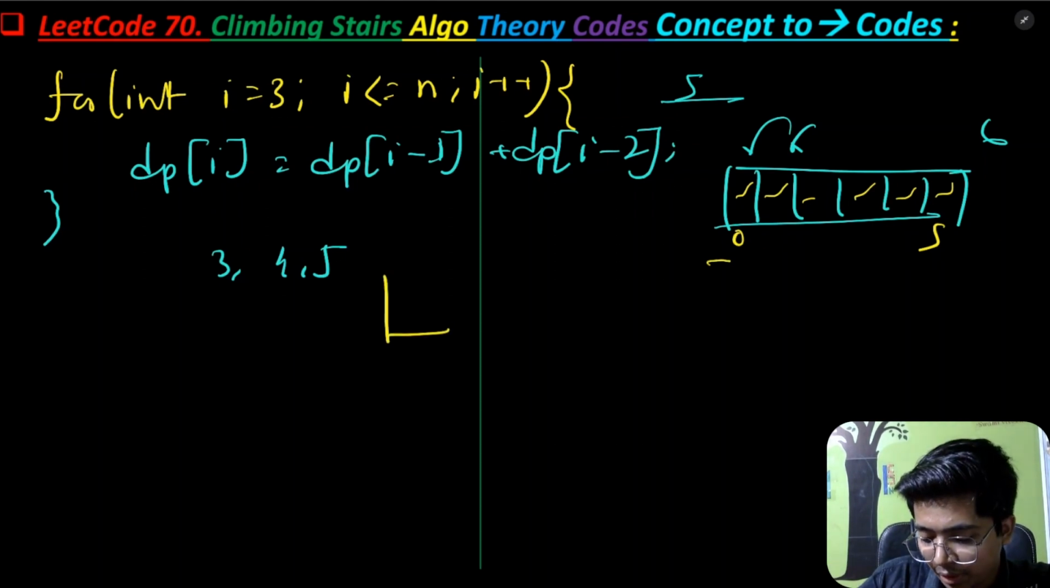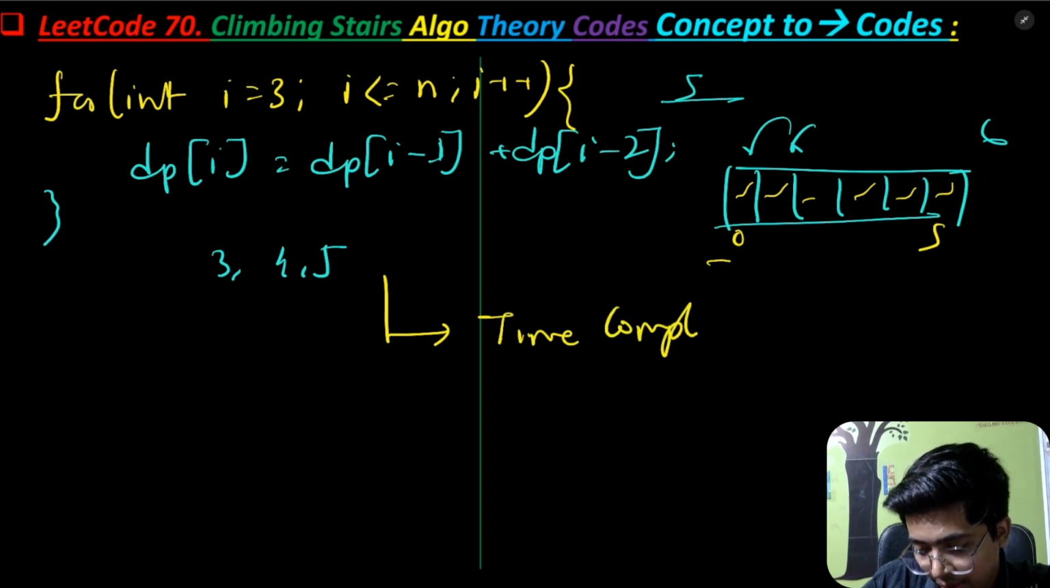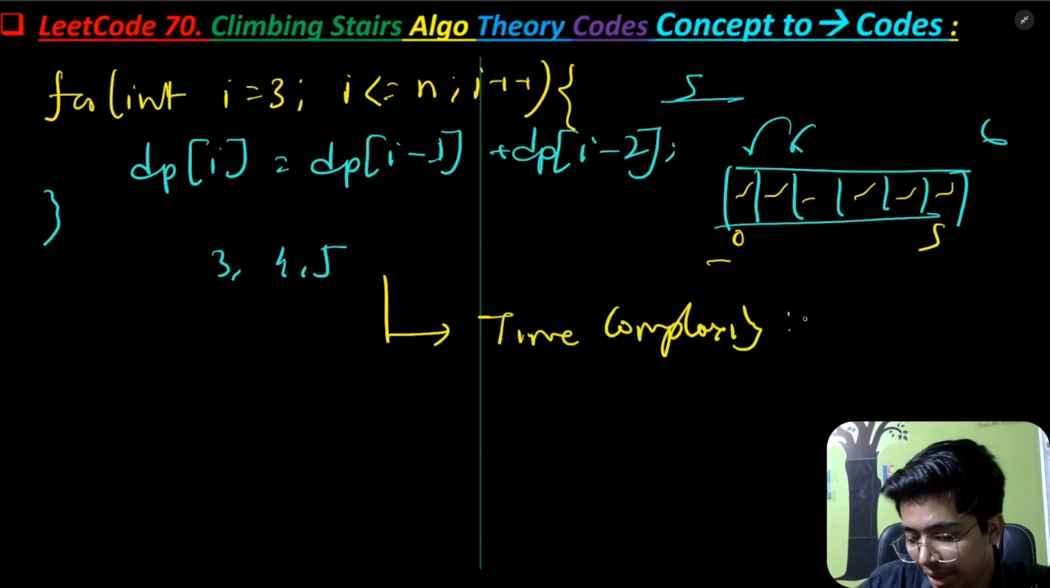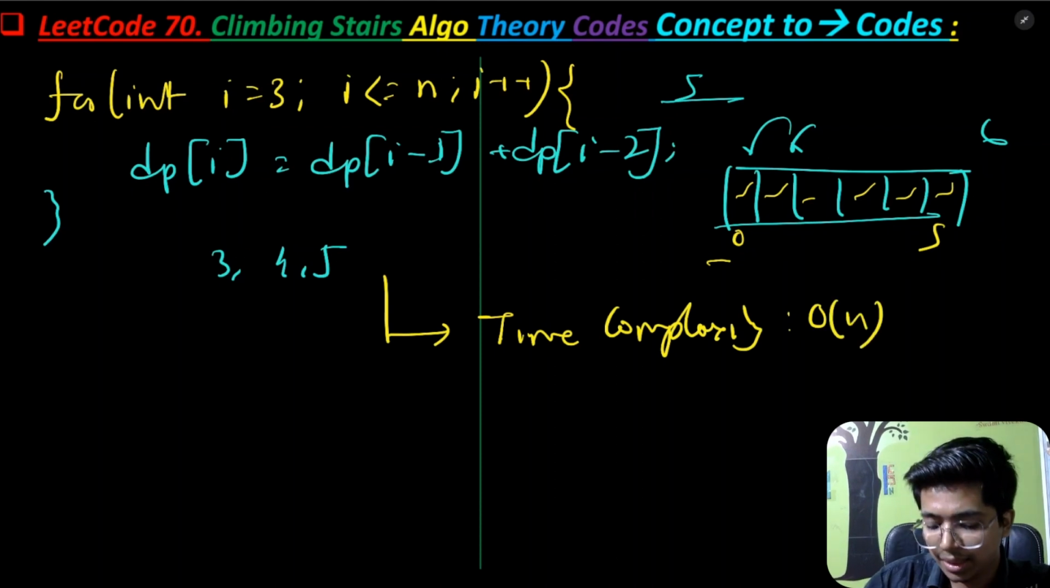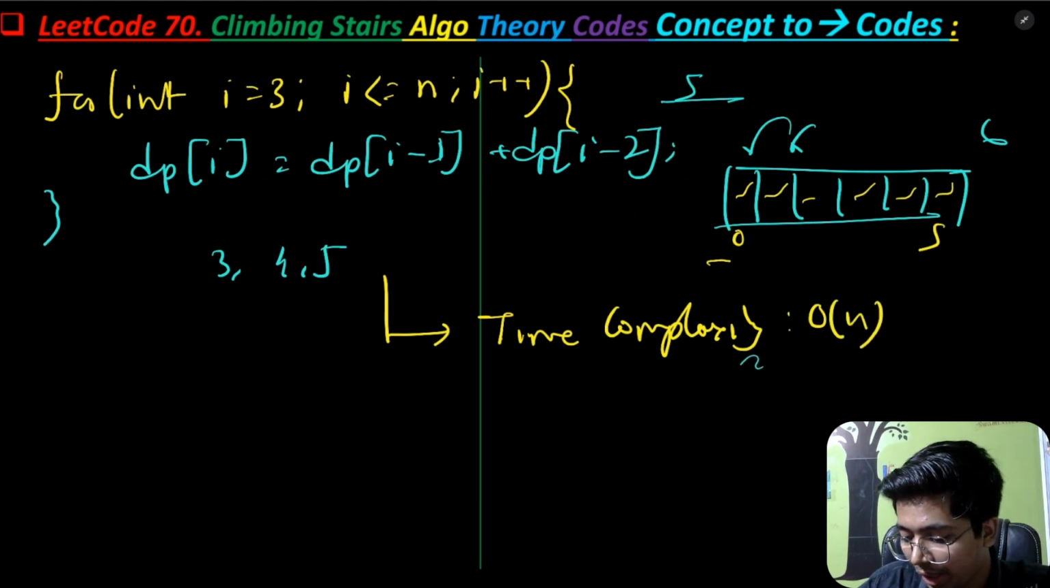So in general, the time complexity here was big O of n, and the memory complexity is also big O of n.